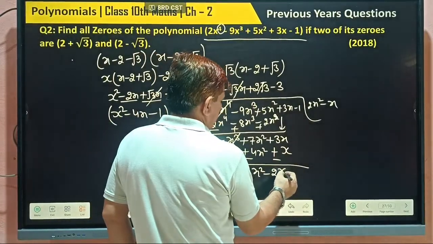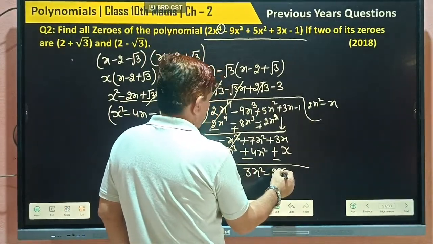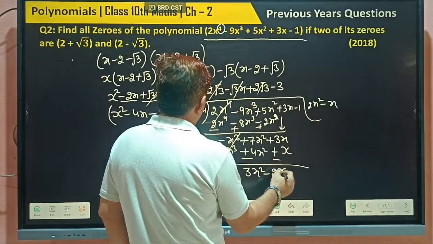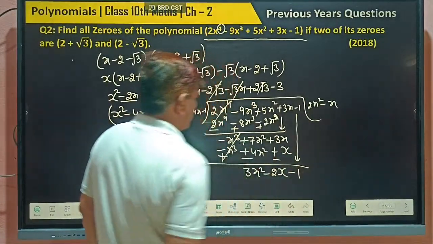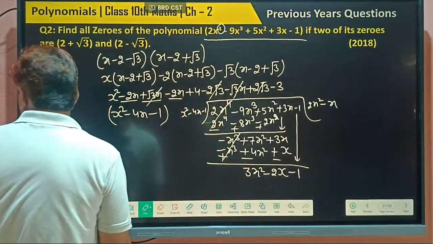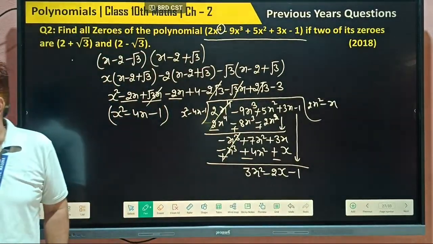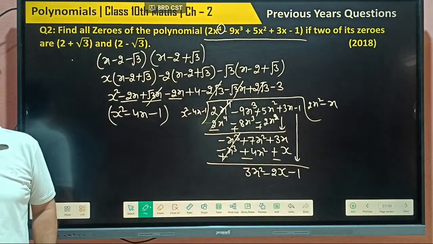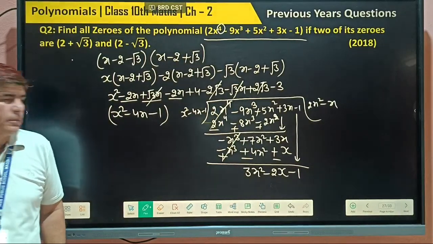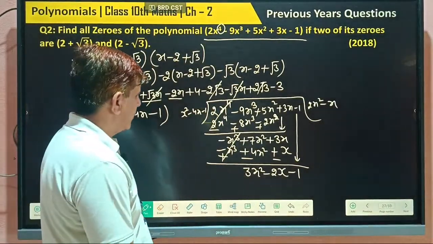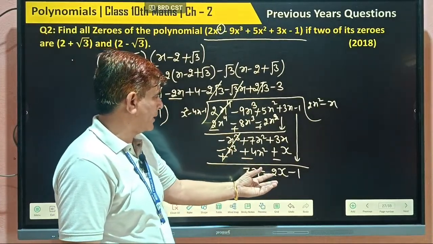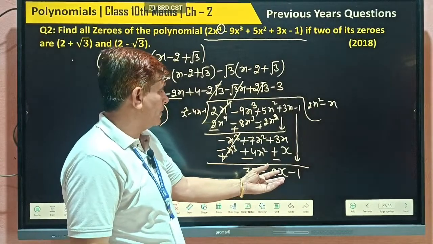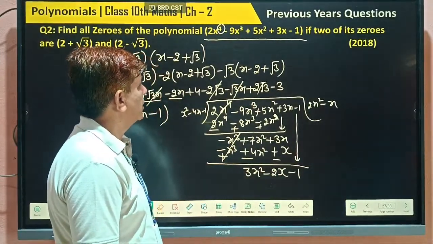3 minus 1, 2x, and what is this? What's coming here? Minus 1. It's not coming. So what's the problem here? 7 minus 4, 3x square minus 2x minus 1. So somewhere there is a mistake in it.